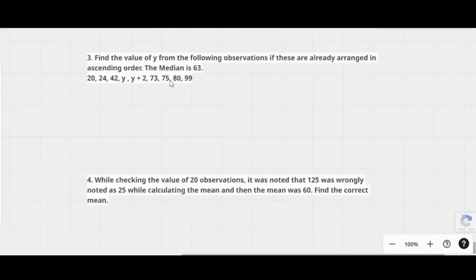And now what we have to do is find the middle term. If we cancel the first number, second, third, and so on from both ends, the middle term is y plus 2. And they are telling us that the median is equal to 63. So y equals 63 minus 2, that is equal to 61. Yes. Let us move to the next question.